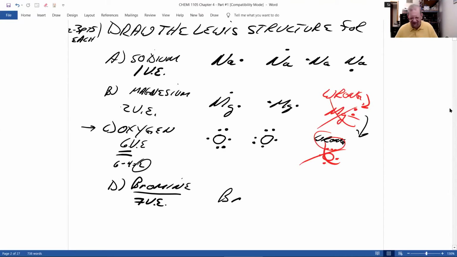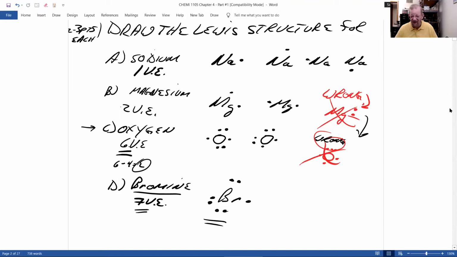Okay, time's up, and you have 7 valence electrons. You put a dot on each side before doubling up. I've got 4, 3 more to go. I'll start doubling up here. That's 5, that's 6, that's 7.